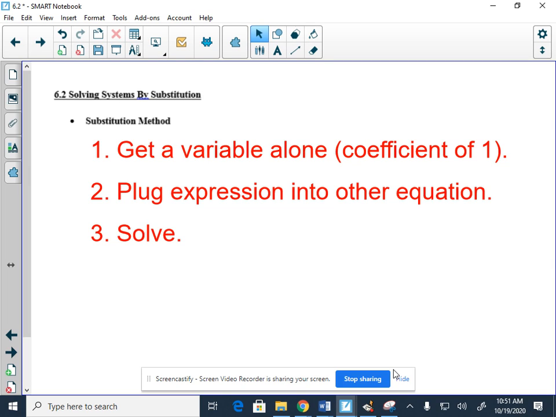Okay, so pause the video if you need to, but 6.2, solving systems by substitution. So again, there are 3 steps doing this. You get a variable alone. You're going to have 2 equations. So it's kind of like what we did with graphing.